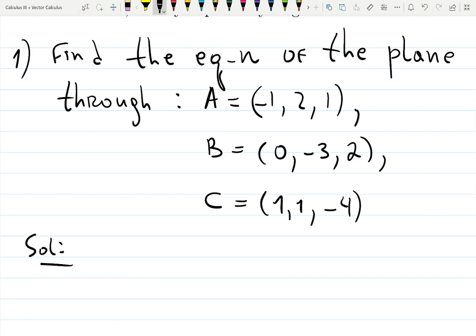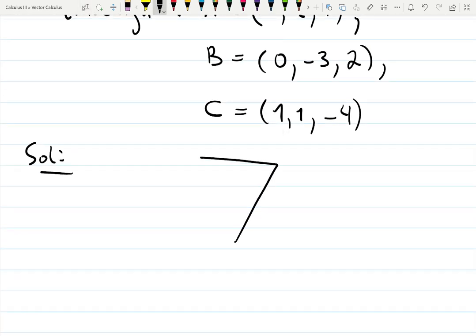Solution. So let's imagine what is going on. There's a plane. The plane can be described with a normal vector and a point, but we'll learn it later because that requires cross product. Or maybe this one is, oh, it is a cross product. But how to find n? We're going to use 3 points.